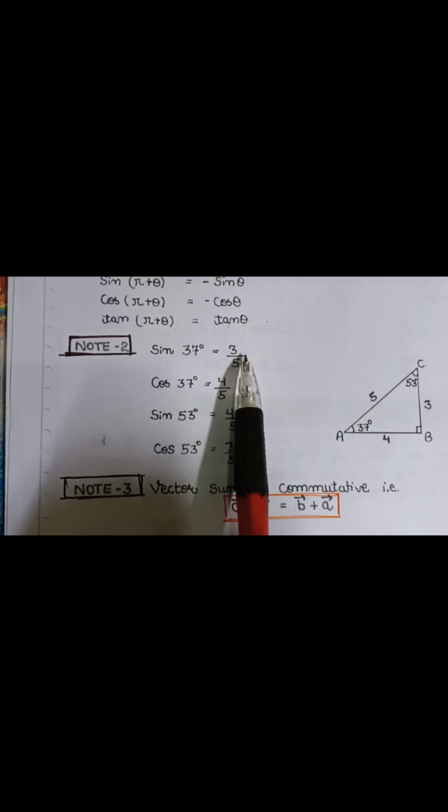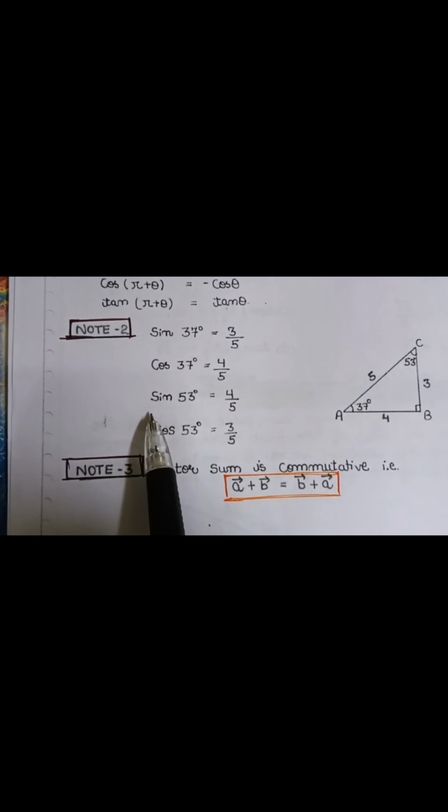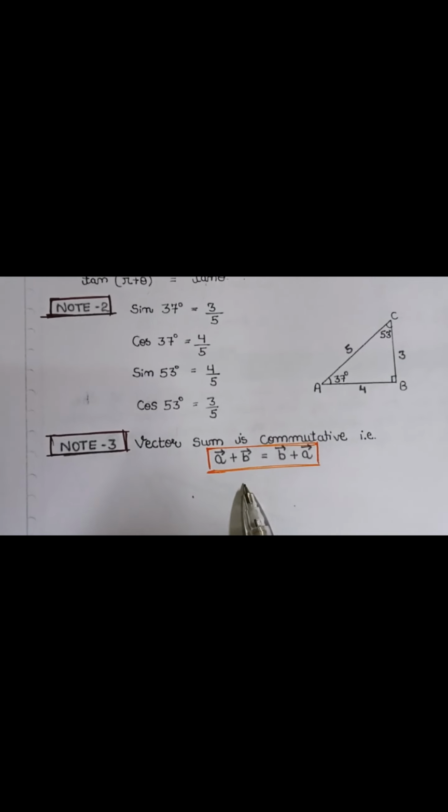Here we have a note point: sine of 37 degree is equal to 3 by 5. Cos of 37 degree is equal to 4 by 5. Sine of 53 degree is equal to 4 by 5. Cos of 53 degree is equal to 3 by 5. Vector sum is commutative, that is a vector plus b vector is equal to b vector plus a vector.